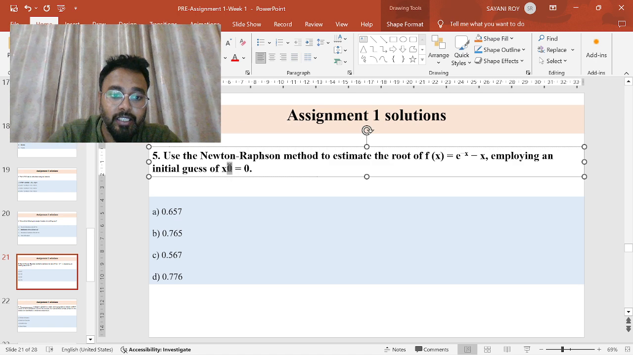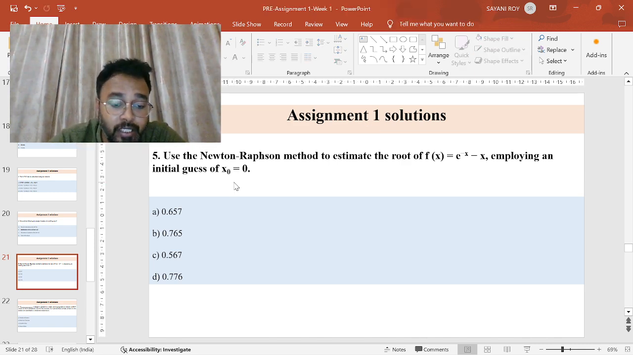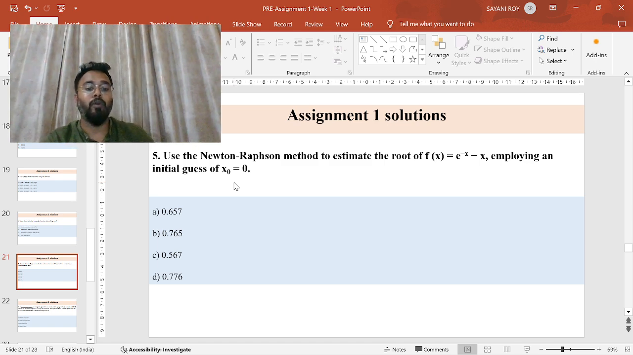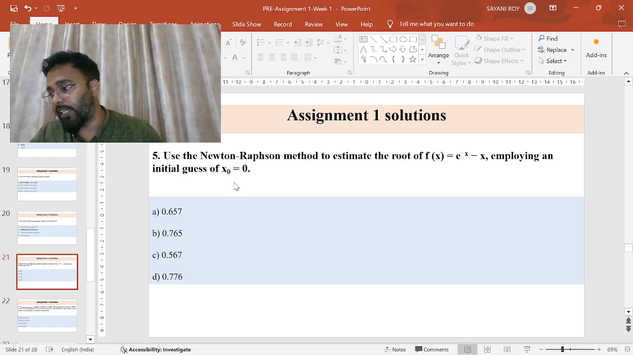And the options are: option A is 0.657, option B is 0.765, option C is 0.567, option D is 0.776. I have already given you the formula. Just go to the formula and see if you can solve it. Just try for yourself, and if you can't, then I will be solving it.